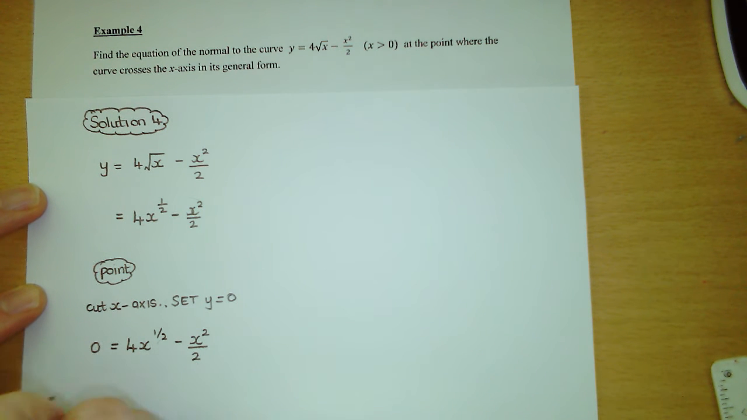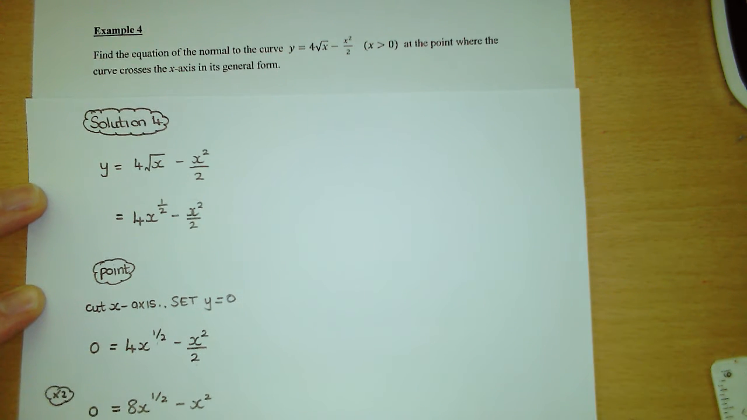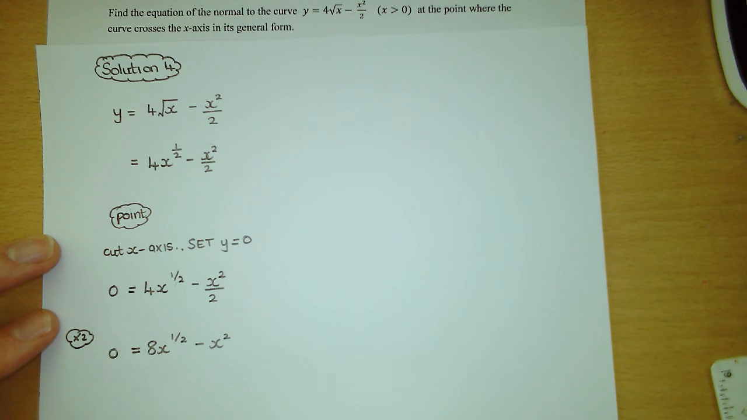I'm going to multiply through by 2 in order to get rid of the denominators. So we're going to get 0 equals 8x to the power of a half minus x squared. Now, this is quite a difficult type of equation. There is only 2 terms on the non-zero side, so what we're going to try and do is factorize here when there's only 2 terms on the non-zero side. You could do it obviously when there's 3, but we're going to try and factorize here first. So I'm going to lift out the common letter with the lowest power. So I'm going to lift out x to the power of a half.